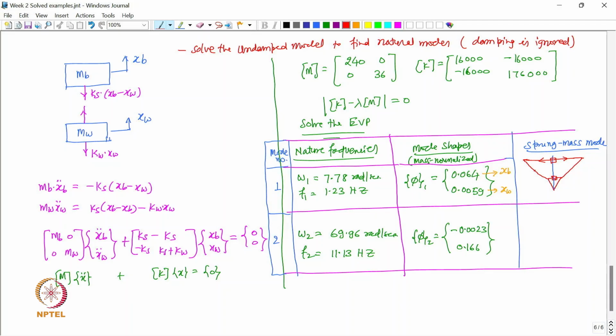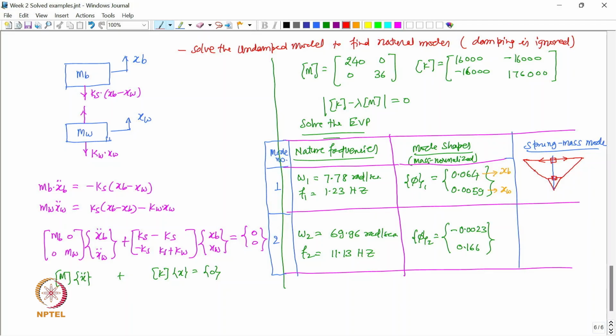Similarly, if you look at the second mode, the natural frequency of that mode is 11.13 hertz, which is much larger than, say, the first mode, right. But if you look at the mode shapes now, the first mass has a relatively much smaller displacement in this mode, that is, the body has a much smaller displacement as compared to the wheel displacement, because the wheel displacement is 0.166 while the body displacement is just 0.0023.